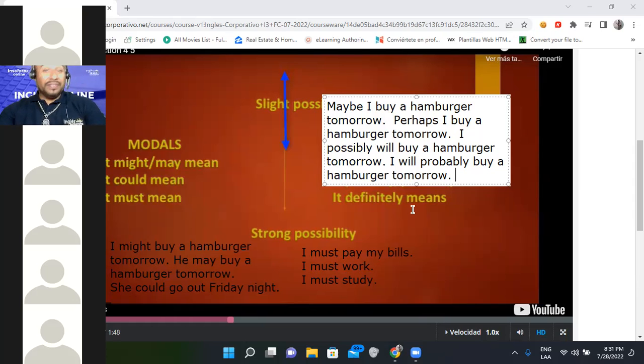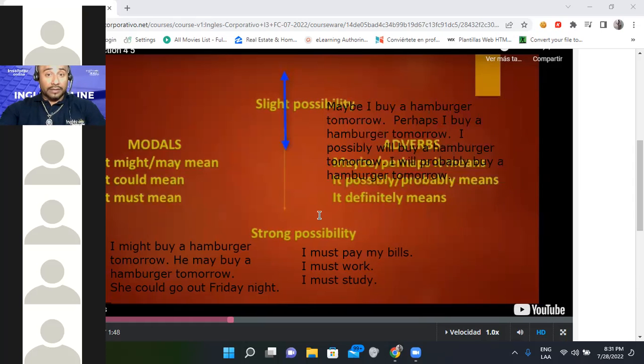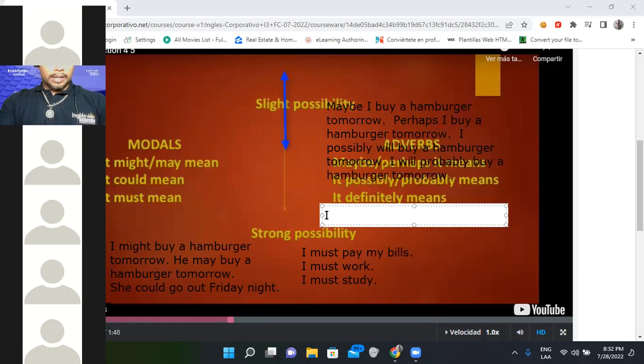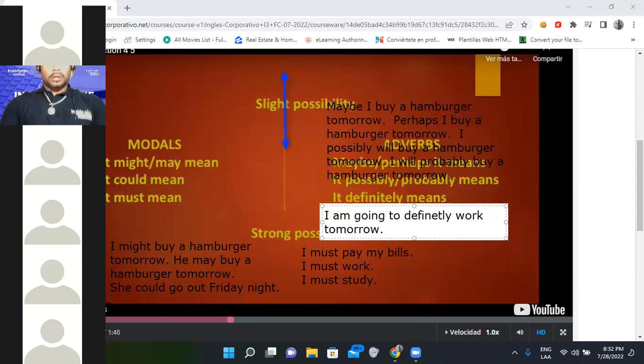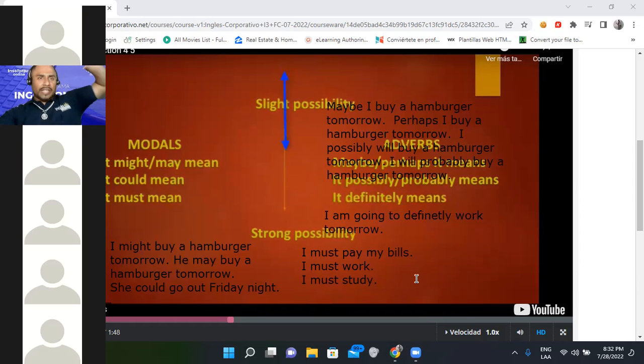If I say definitely, definitely, right? For example, I am going to definitely work tomorrow. That is not a possibility. That's a strong action, right? My boss is not going to say, maybe you come to work tomorrow. No, I am going to definitely work tomorrow. Right? Do you understand?